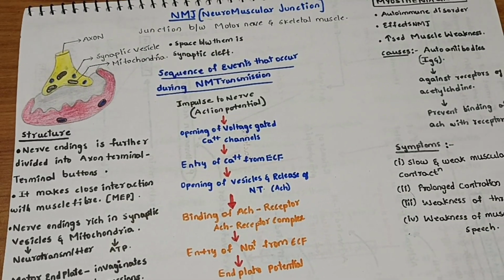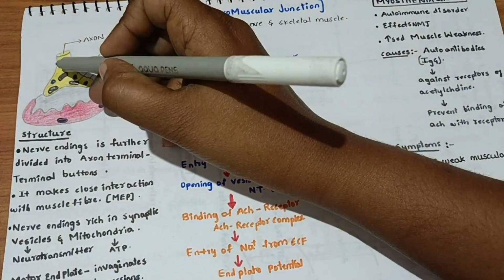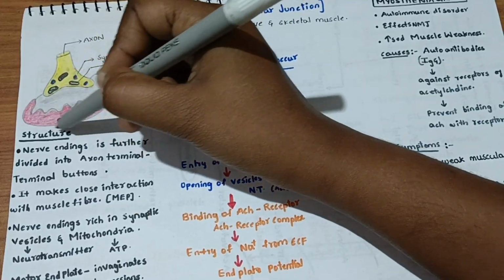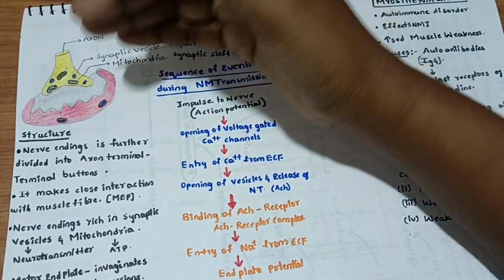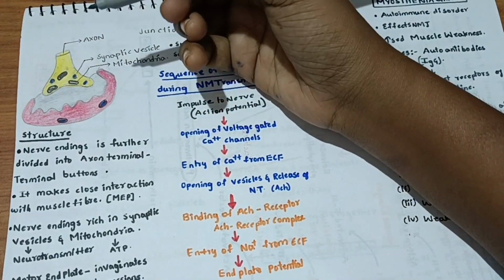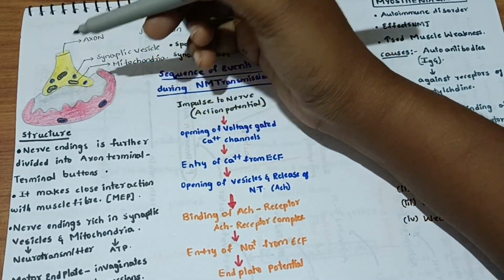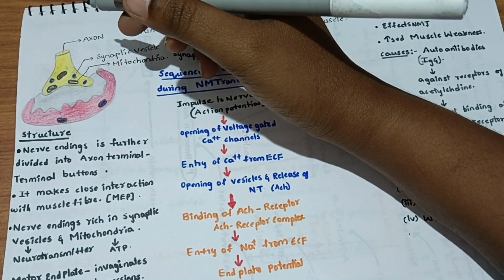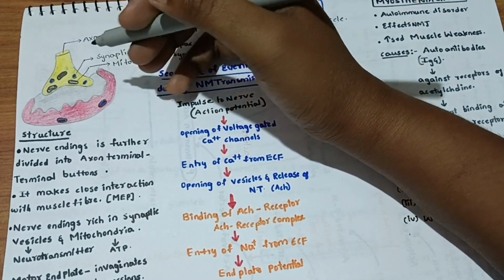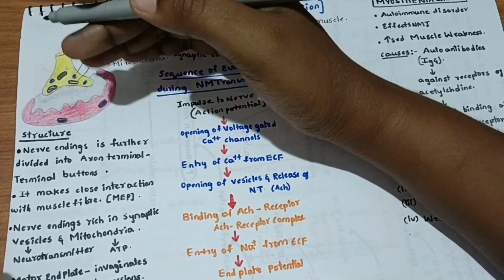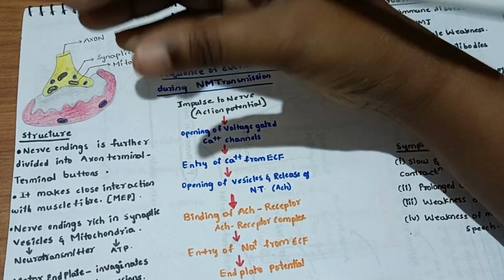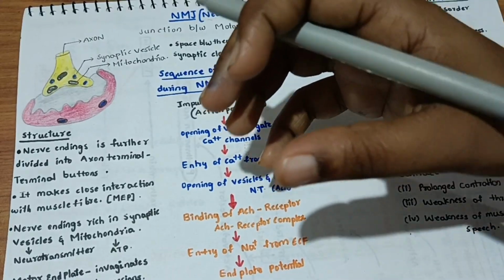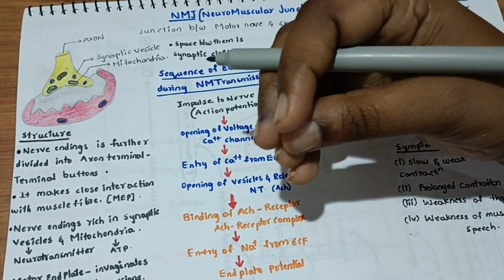The neuromuscular junction contains two main parts. What are they? The neuron end and the muscle fiber end. The muscle side is known as the motor end plate, whereas the neuron is again divided into neuron terminals, known as terminal buttons. The nerve ending is divided into axon terminals or terminal buttons, which make close interaction with the muscle fiber, also known as the motor end plate.